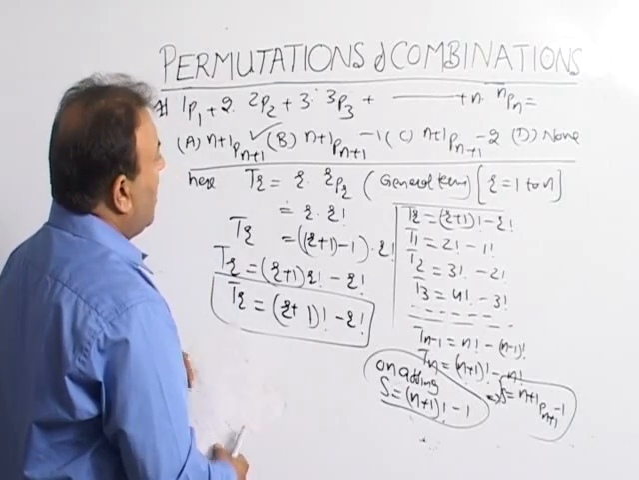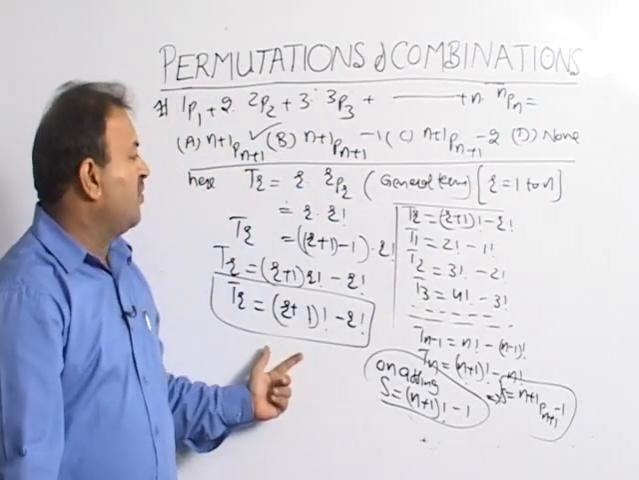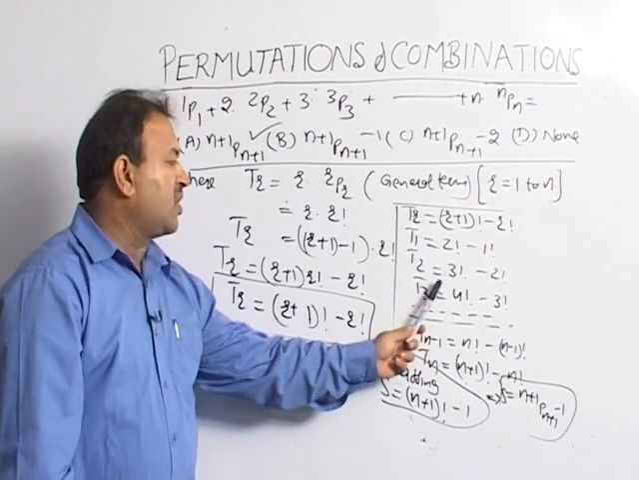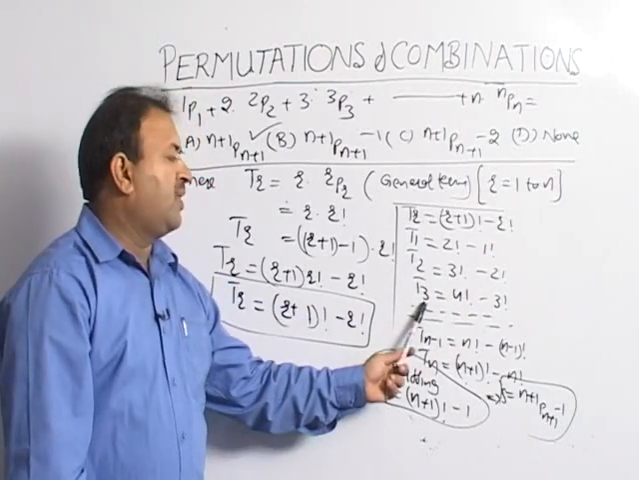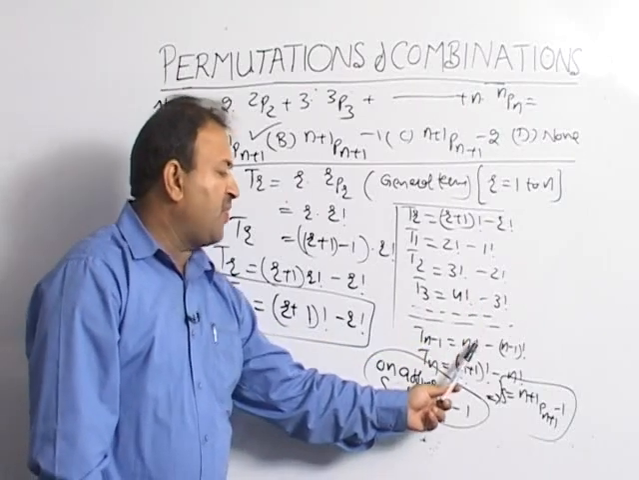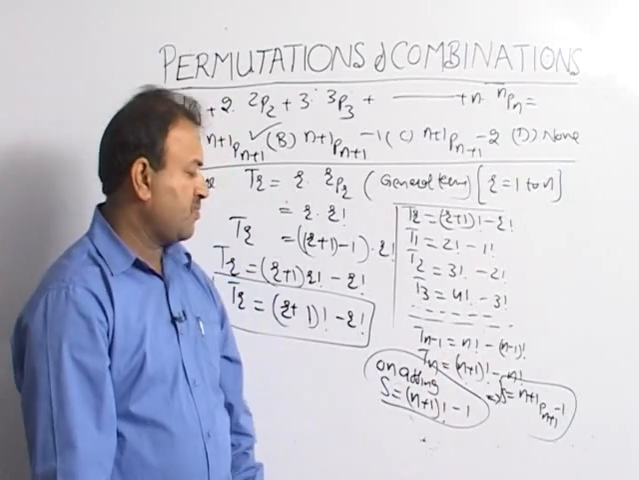Modified general term का मतलब है अब हम R की जगह दोबारा 1 से लेके n तक पुट करेंगे. So we got T1 is 2 factorial minus 1 factorial. T2 is 3 factorial minus 2 factorial. Third term is 4 factorial minus 3 factorial. And the nth term we find out is n plus 1 factorial minus n factorial.